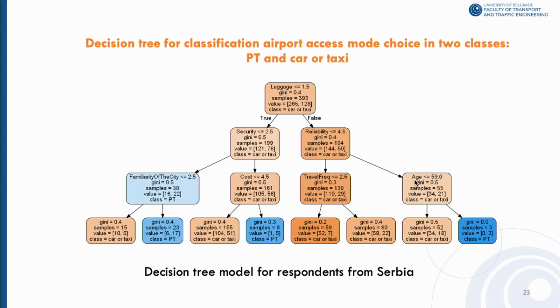And finally, in the model from Serbia, the most probable transport choice for reaching the airport would be a car or taxi, and this is not so unexpected because we have a very low level of service of public transport connecting the airport and the city. But we still identified some groups of people who are willing to use public transport even in those circumstances: those over the age of 60, the cost-sensitive ones, and those who are familiar with the city.